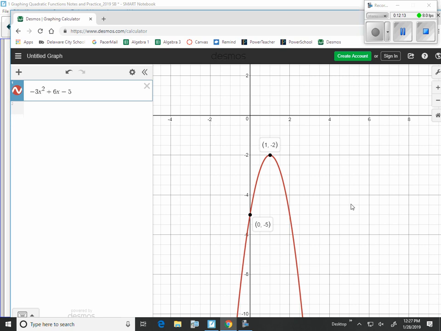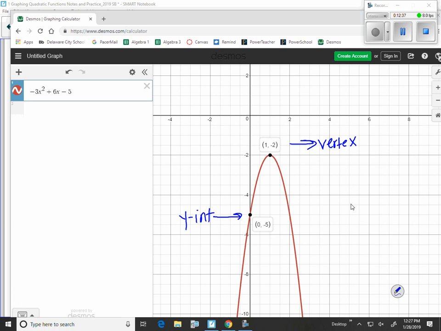Ooh, look at this. Remember how I told you that it's not always going to touch the x-axis? Here's example A. Right here, what is this, 1, -2? That is our vertex. Okay, what's this guy right here? Y-intercept.